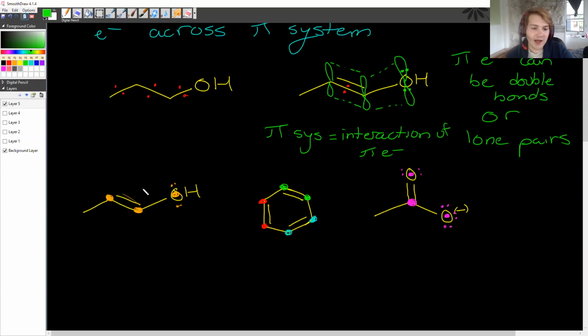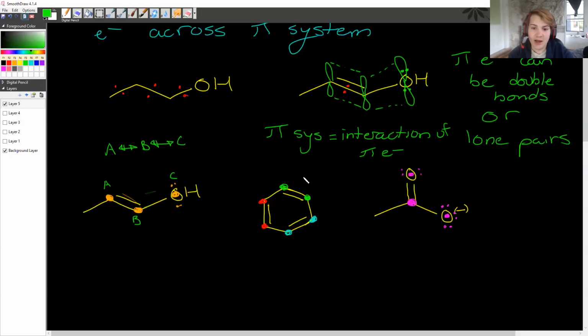So the question I want to ask you is, can carbon A interact with oxygen C? Totally. Because A is connected through B, and that B is part of a pi system as well, A, B, and C can all interact with each other. And that's what a pi system is: the interaction of one pi bond with another pi bond.